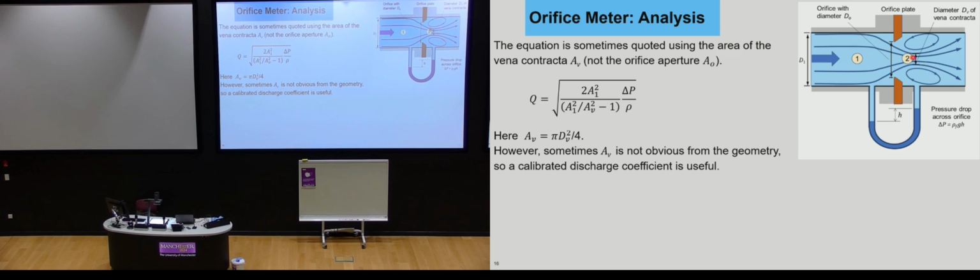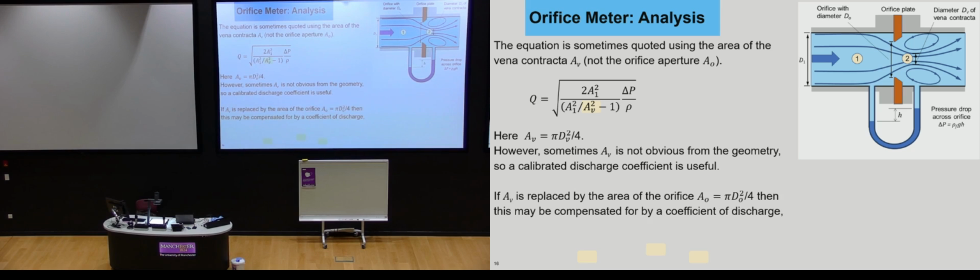Well, that vena contracta area here turns out to be quite difficult to actually know, quite difficult to measure. Because the area should be pi times dv squared upon 4, where dv is this diameter here, the diameter of the vena contracta. So this is why a calibrated discharge coefficient becomes super useful for you as an engineer.